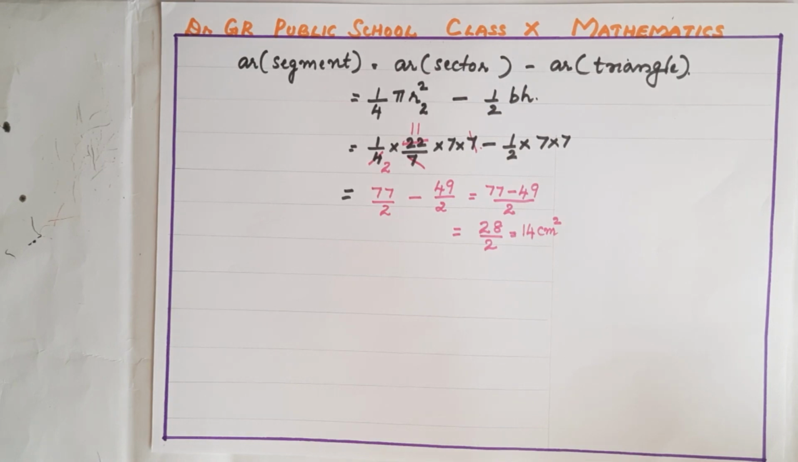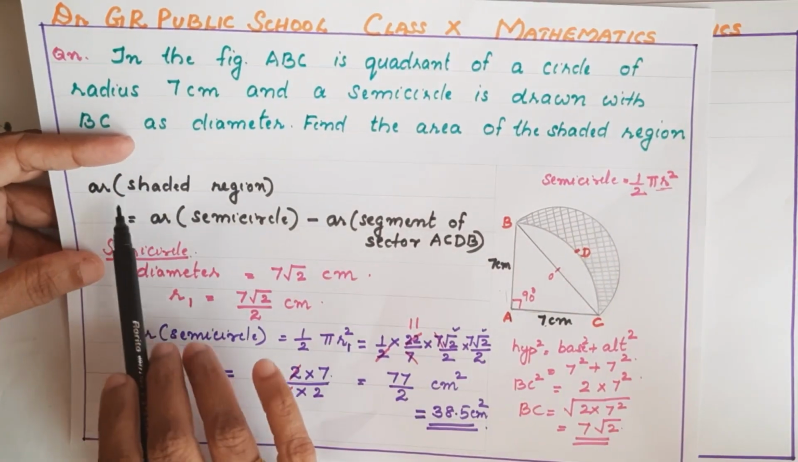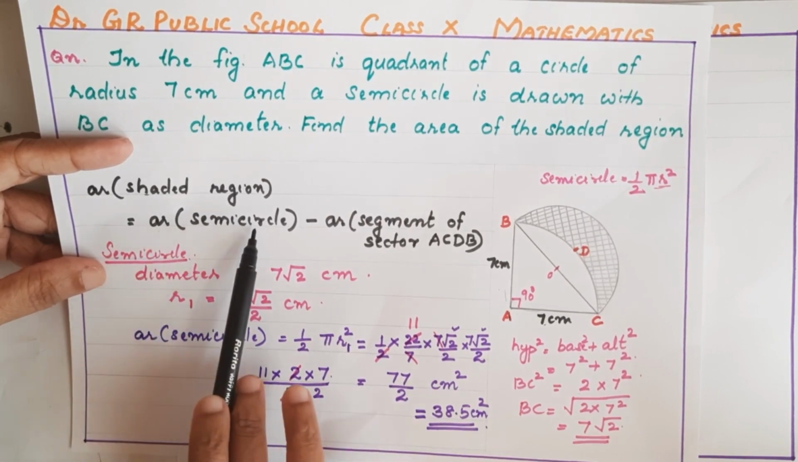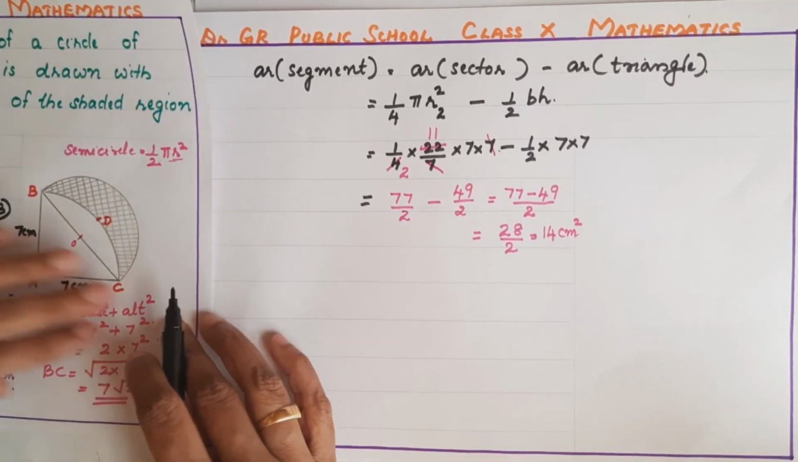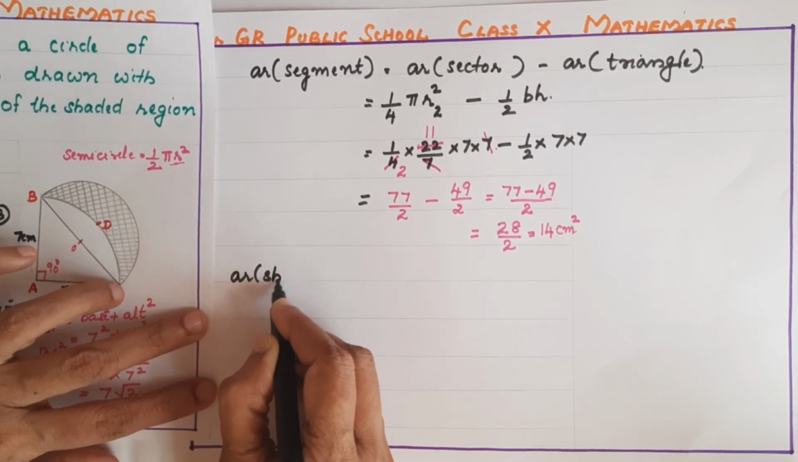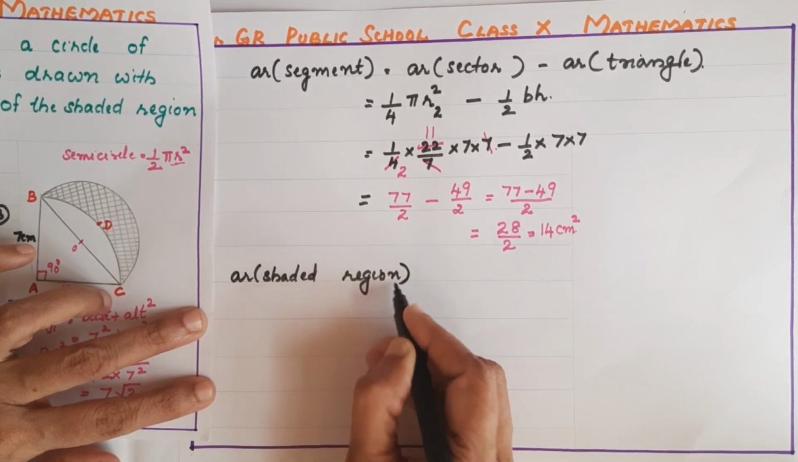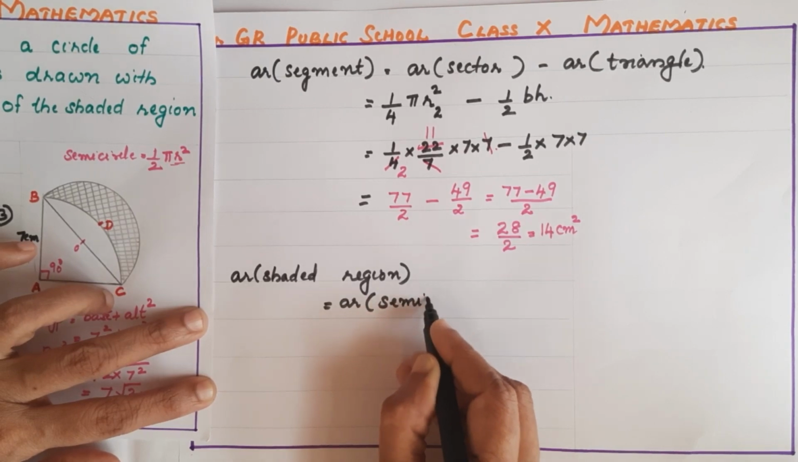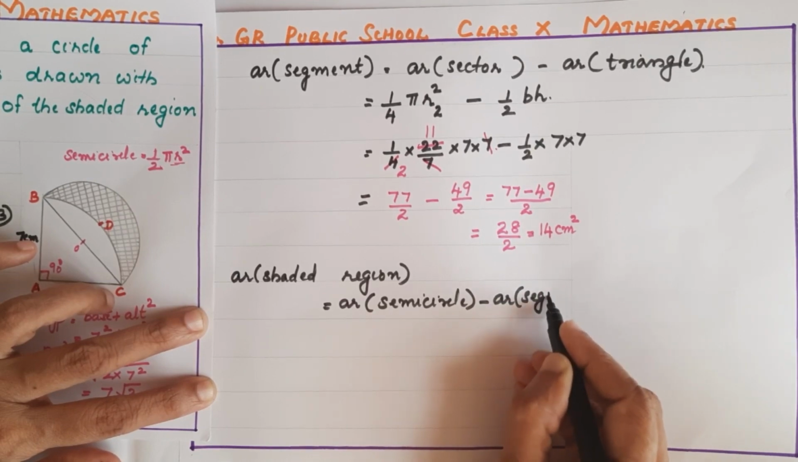Now see children. Now what is our question? Our question is find the area of shaded region. So area of shaded region equal to area of semicircle minus area of segment. Okay. So we can find out area of shaded region equal to area of semicircle minus area of segment.